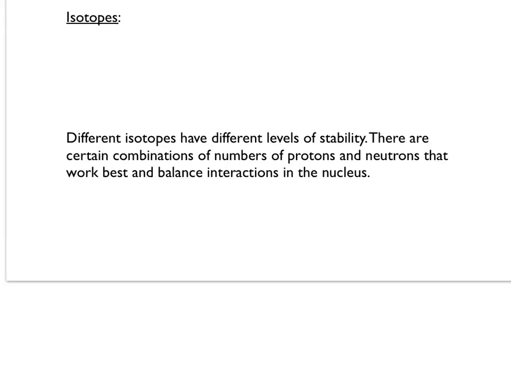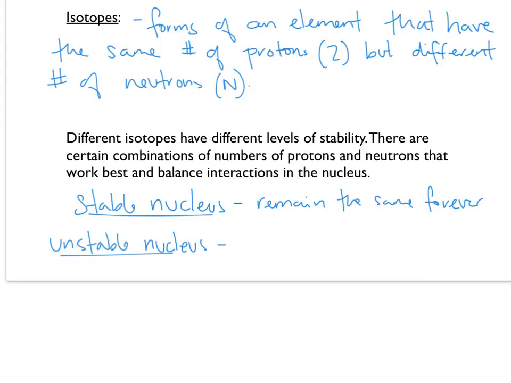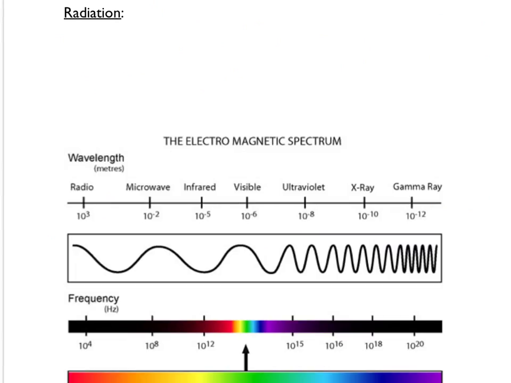Isotopes are forms of an element that have the same number of protons but a different number of neutrons. Different isotopes have different levels of stability. There are certain combinations of numbers of protons and neutrons that work best and balance nuclear interactions. A stable nucleus will remain the same forever. An unstable nucleus can exist for a while but will eventually decay or break up. If a nucleus has more than 83 protons, so that's pretty big, there's no number of neutrons that will make the element stable. It's just so big that it's unstable and it's going to want to decay. Out with the old, in with the nucleus.